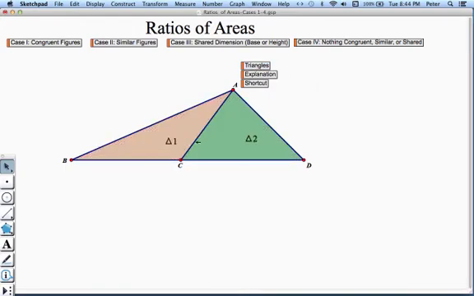I'm going to call them triangle 1 and triangle 2. What would the ratio of those two areas be? Well, we don't have any sides, we don't have a base, I don't even have a height. So how can I figure it out?